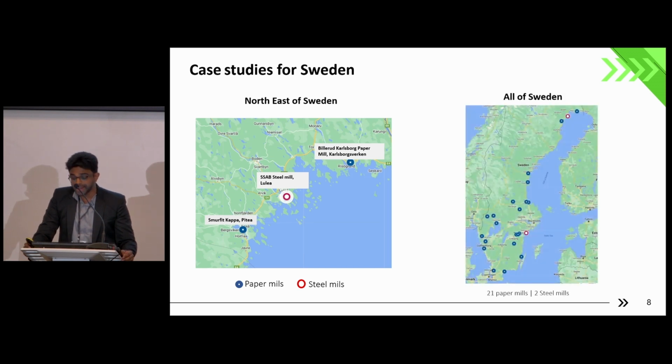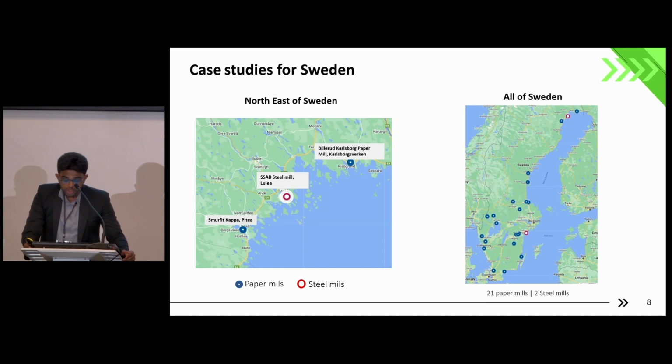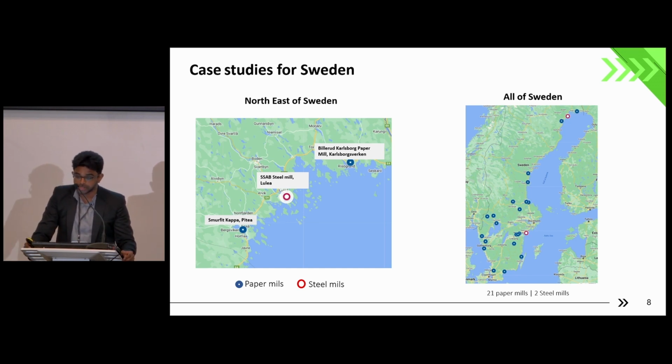And then I did another case study, using all the paper mills and potential steel mills which have iron ore reduction. There are two potential steel mills as the end user, and then we have 21 paper mills around Sweden. And if you see, the northeast region is pretty much isolated from the southern or the central part of Sweden.